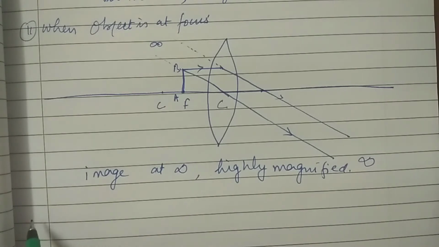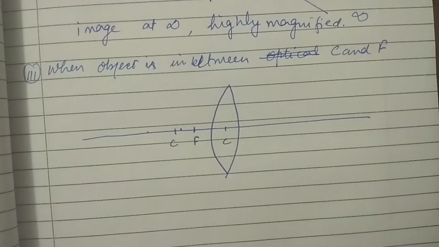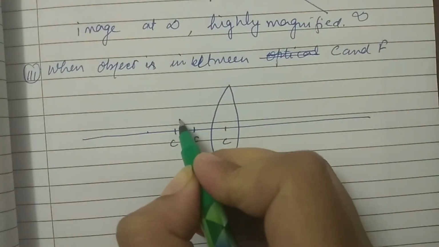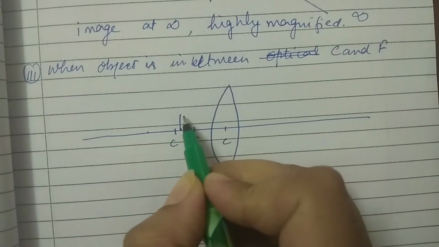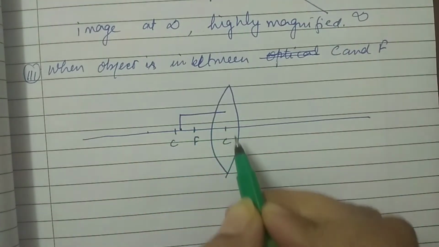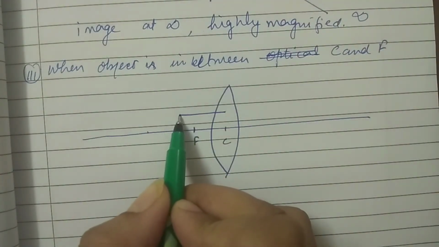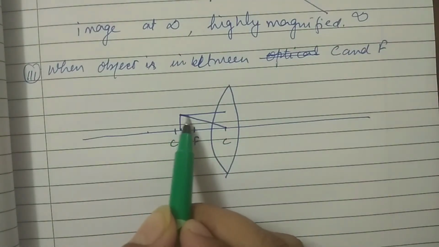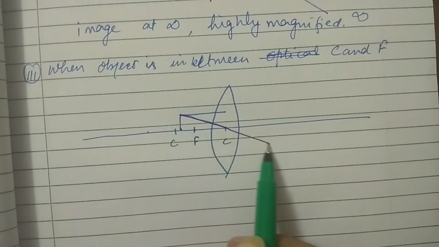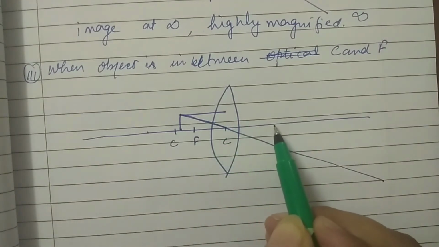Third case is when the object is lying between the center of curvature and focus. Now let us consider the object is lying here between the center of curvature and focus. Now this ray is parallel to principal axis, and the second ray we would consider is the one passing through the optical center. It is convenient to make this ray first because it will go without any deviation, and the second ray will pass through the focus.